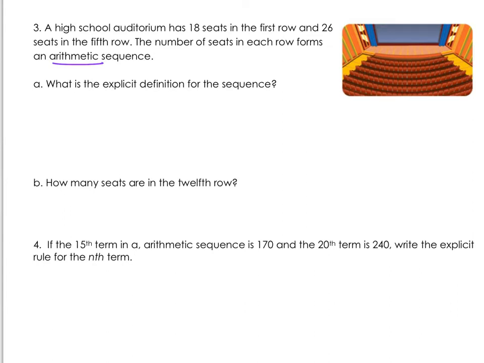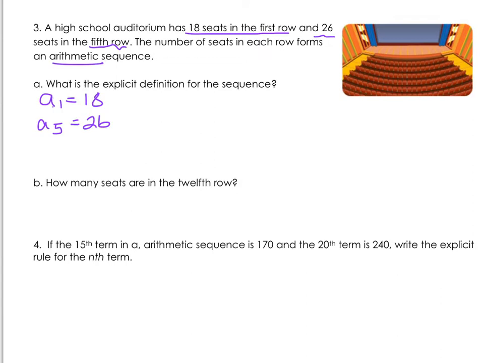Well, we know that there's 18 seats in the first row. That means our first term is going to represent 18. That should be an a right there. Kind of looks weird. All right, I'm just going to fix that. Here we go. a sub 1 equals 18. In the fifth row, there are 26. So that means a sub 5, for the fifth row, is 26. Well, we know a sub 1, that's fine, but we need to figure out our d value. How are we going to get that? Let's see.